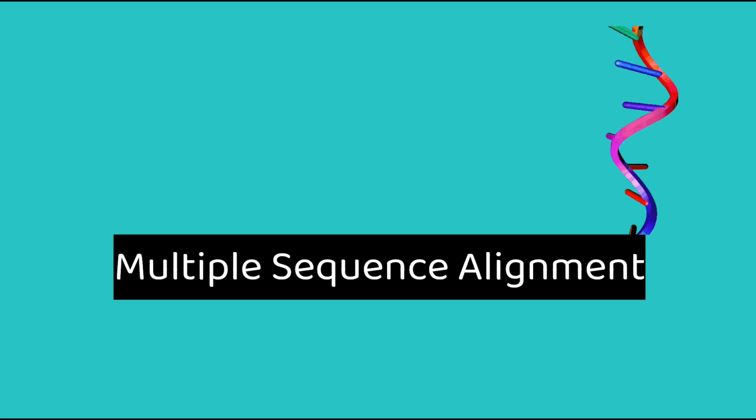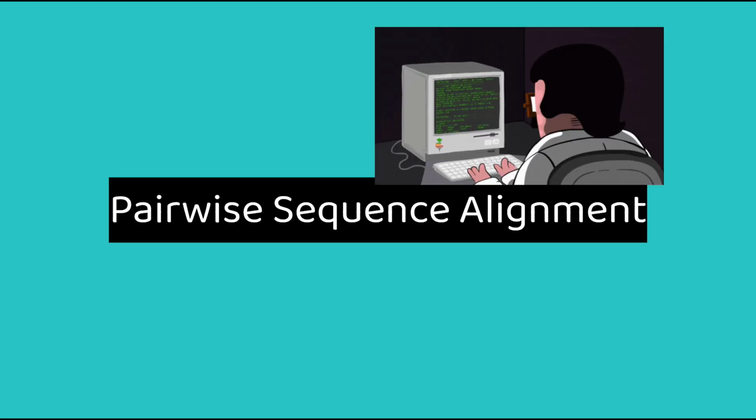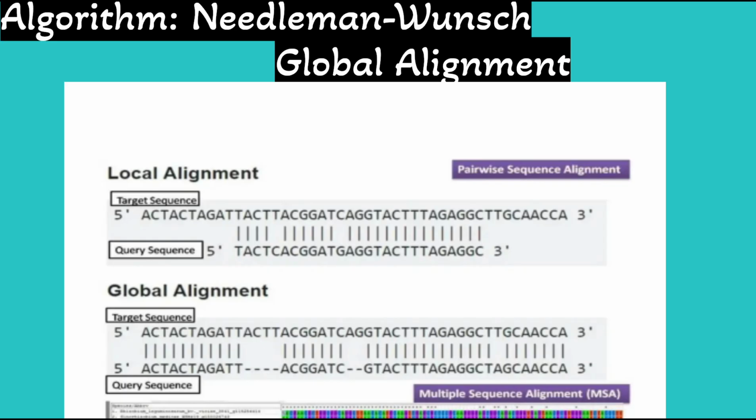So first, what is pairwise sequence alignment? The pairwise method compares exactly two sequences to find the high scoring arrangement of matches, mismatches and gaps. Global alignment aligns the sequences across the entire length. It is best for sequences of similar length that are largely homologous, like Needleman-Wunsch. It uses dynamic programming.